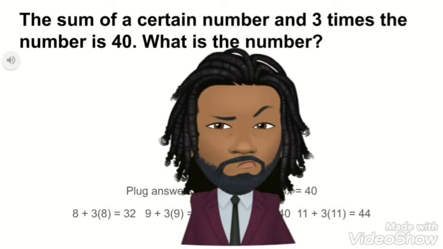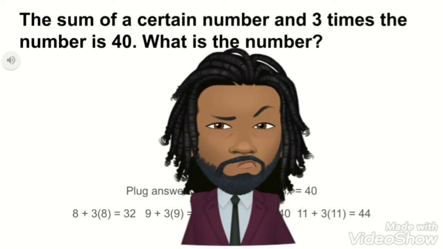Okay, this is one of those ones that I may have to give you a little more time on. So what I'll do is we'll go ahead and read it. The sum of a certain number and 3 times the number is 40. What is the number? Okay, so the number is x. The number is x. So what is x?